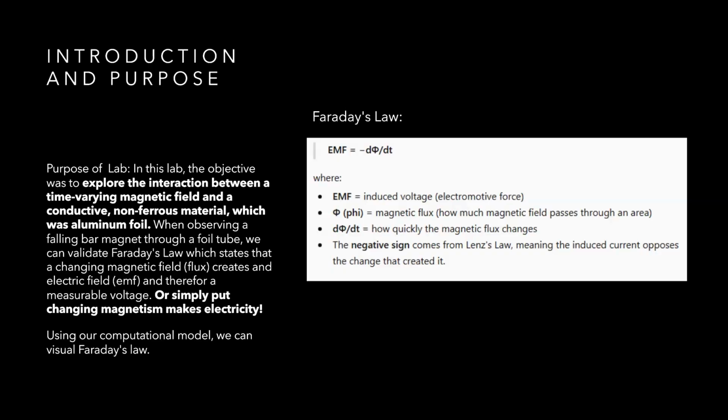In this lab, we explore the interaction between a time-varying magnetic field and a conductive non-ferrous material, which we used aluminum foil. We then observe a falling bar magnet through the foil tube. By observing that, we can validate Faraday's Law, which states that a changing magnetic field creates an electric field and therefore a measurable voltage, or simply put, a changing magnetism makes electricity. Using our computational model, we can visualize Faraday's Law.